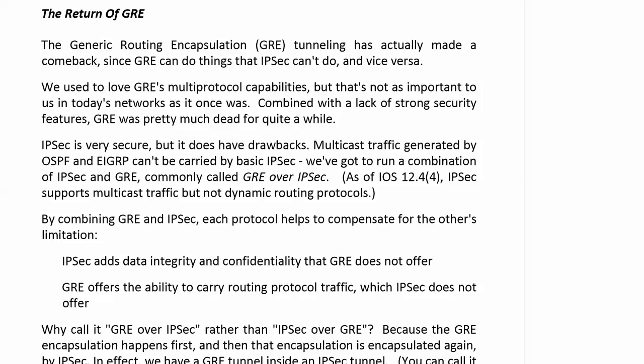Now, we used to love GRE's multi-protocol capabilities, but that's not as important to us in today's networks as it once was. But combined with a lack of strong security features, that was the big problem. GRE was pretty much dead for a while. Now, IPsec is secure, obviously, but it has its drawbacks. Multicast traffic generated by dynamic routing protocols, OSPF and EIGRP in particular, of course, cannot be carried by IPsec. To do that, we've got to run a combination of IPsec and GRE, commonly referred to as GRE over IPsec.